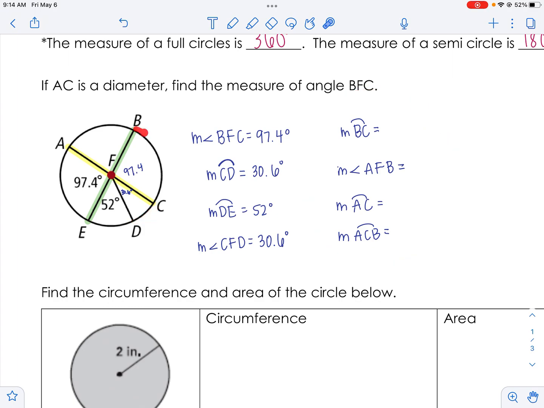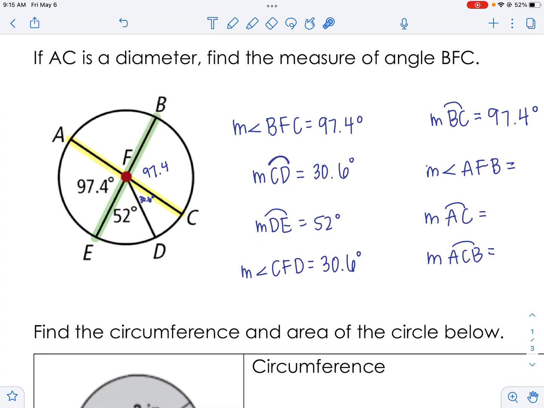If I asked you for the measure of arc BC, well, arc BC goes with that angle right there. That would be 97.4. If I asked you for angle AFB, well, there's a few ways that we could find it. I know that that's a diameter, so I could subtract from 180. I also know vertical angles again, so I can do that. I'm just going to do 180 minus 97.4. And because this is a diameter, I can just do 180 minus that number, and that's going to tell me that missing piece, which is 82.6.